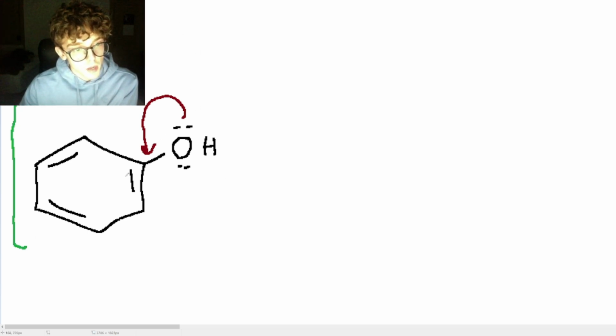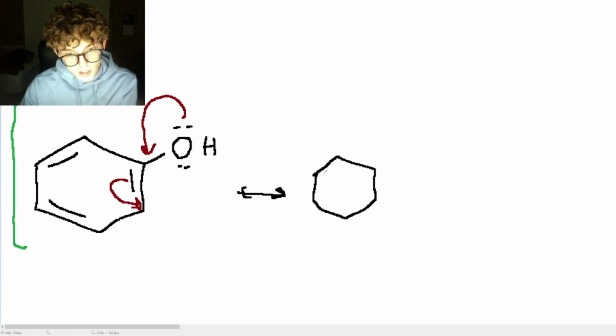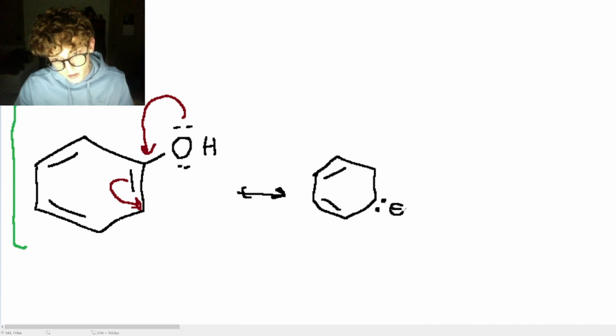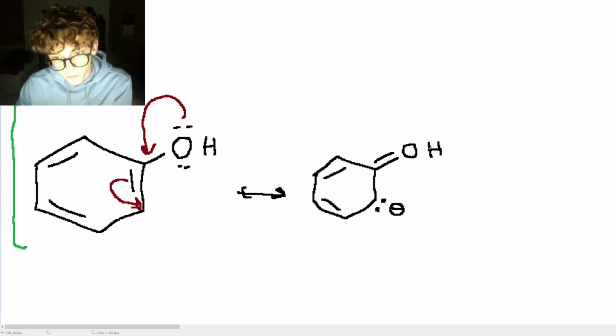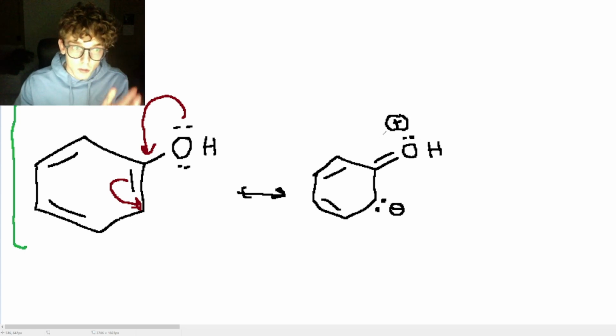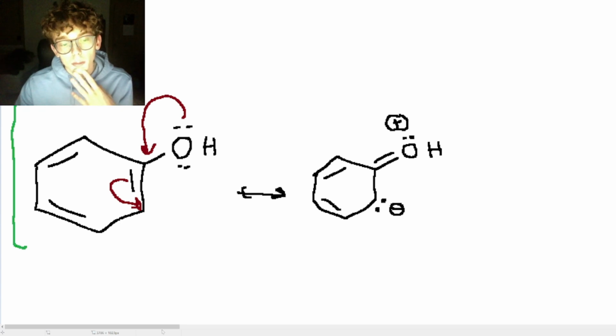So we make a C double bond O here, and this will cause these pi electrons to jump to this carbon here. Let me draw that resonance form. We're going to get something that looks like this, with a negative charge here, and the hydroxy group is positively charged. Now, this may be a minor resonance contributor, but it's still there.